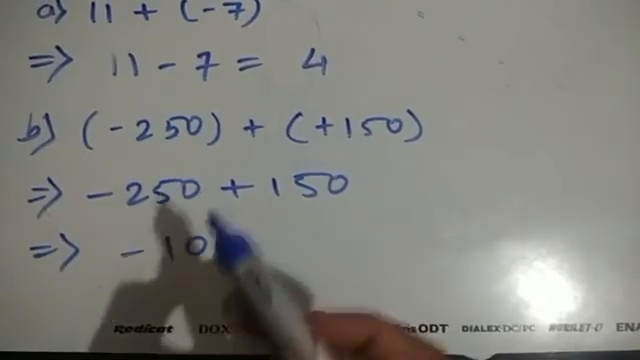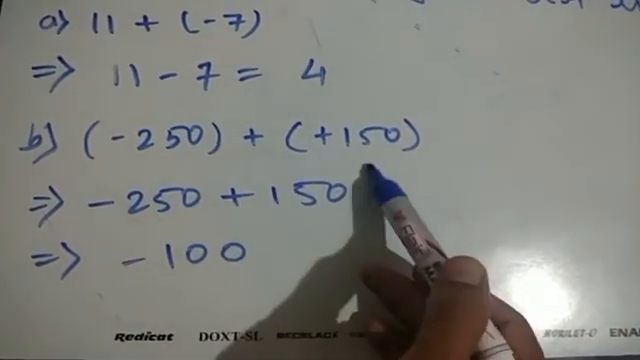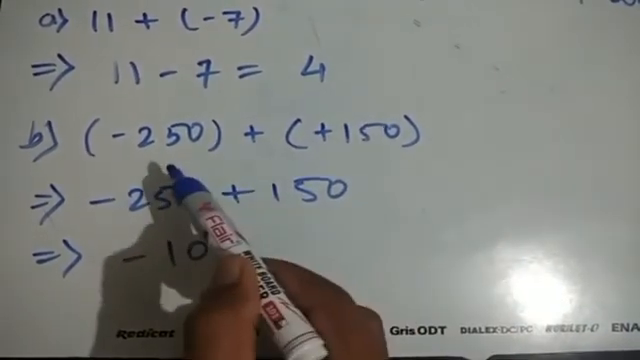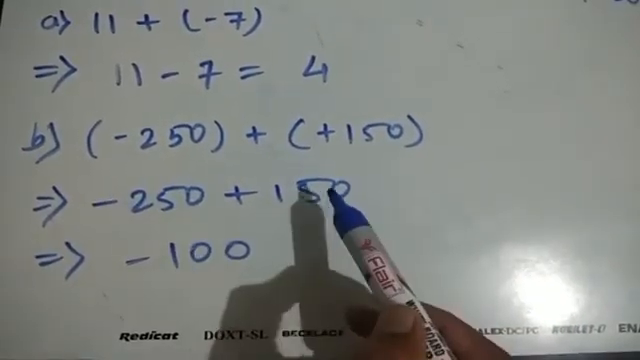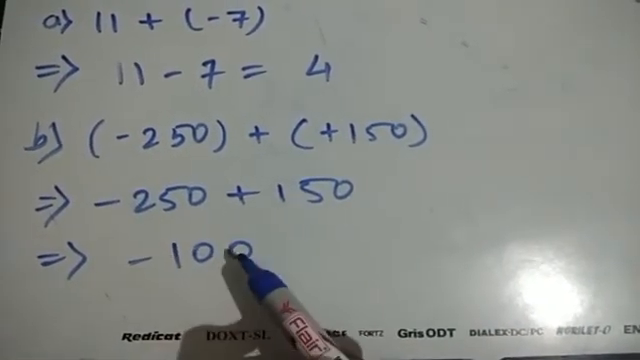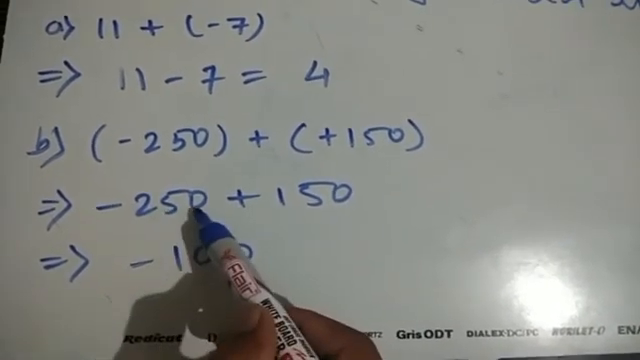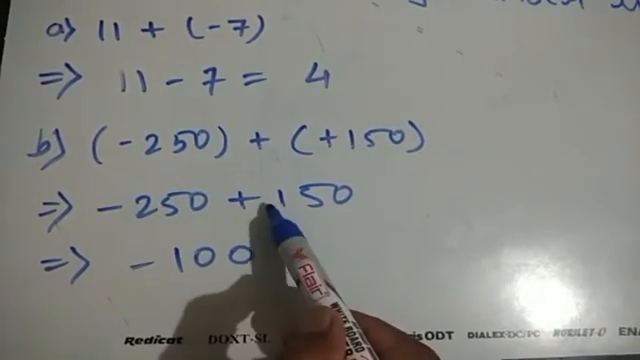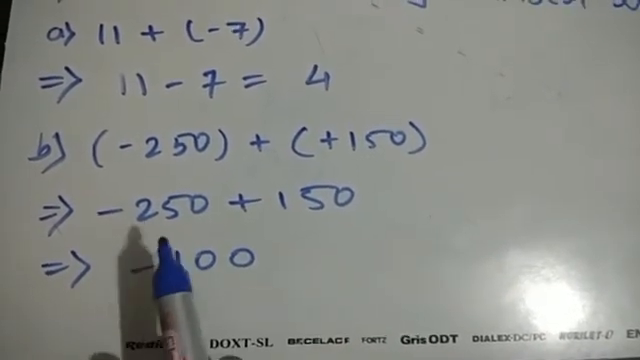Students, see one more example here. Minus 250 plus 150. Here again one integer is negative, another one is positive. Again subtraction. Therefore 250 minus 150 is how much? 100. And what will be the sign? Minus sign. Why? Because 250 is greater. By ignoring sign we have to decide. Okay, that already we have discussed. So therefore minus 100 will be the answer.